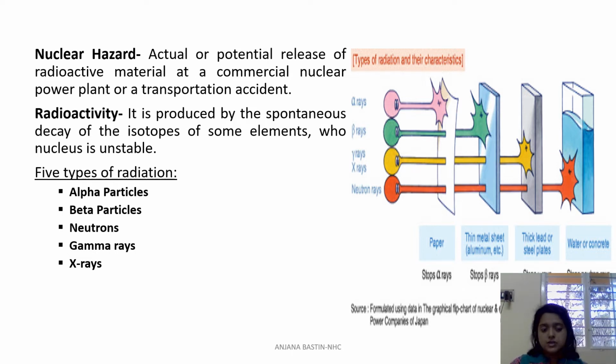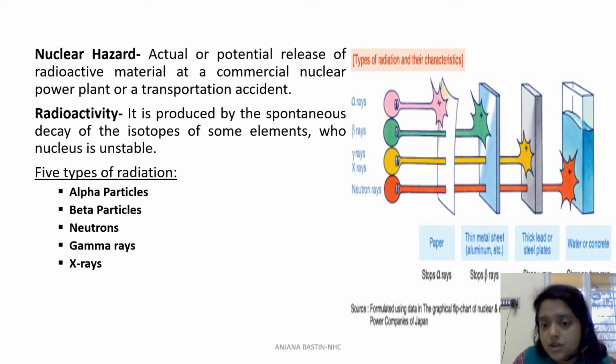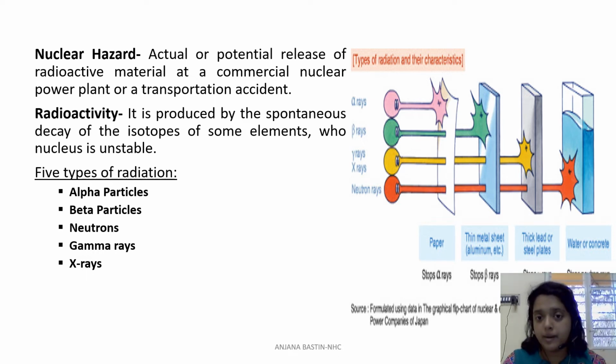Now we have alpha rays, beta rays, neutrons, gamma rays and X-rays. In this picture, I've shown through paper which one is obstructed by paper: alpha rays. Which one passes through paper and enters the metal sheet: beta rays. X-rays and gamma rays, you remember those symbols, right, which we used to learn earlier, pass through paper and also metal sheet, but they are obstructed by thick lead. And the neutron rays, being the most dangerous, pass through paper, metal, lead and even water or concrete. So these are the 5 types of radiation.